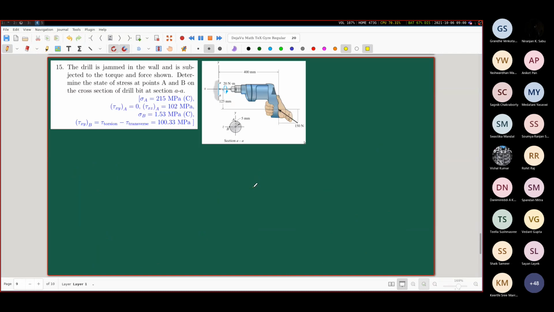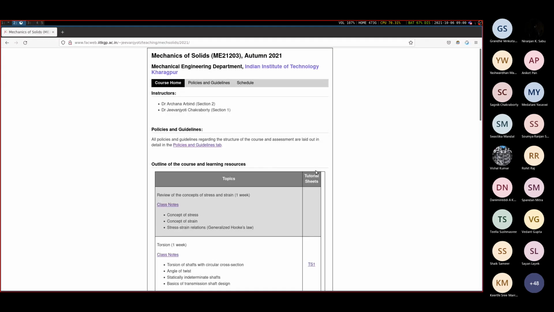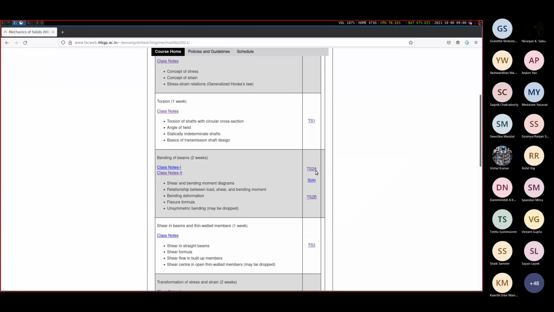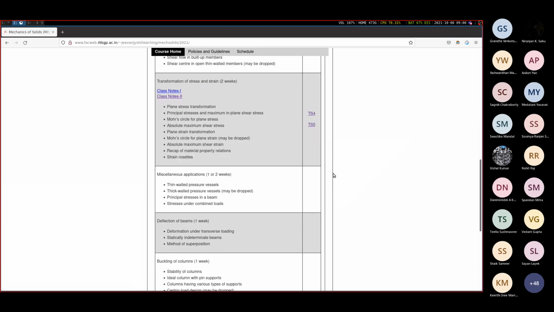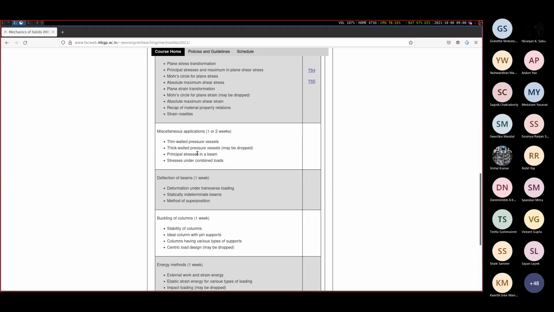Now, this is a different kind of problem. There is no business of pressure vessel here. Why are we doing this suddenly? Take a look at this. We are in this chapter now, miscellaneous applications. This is the first part, the thin walled pressure vessels, whose theory we have discussed, and a couple of problems. There are more problems on thin walled pressure vessels in the tutorial sheet.